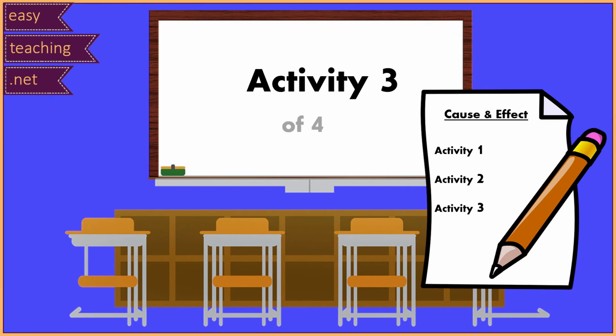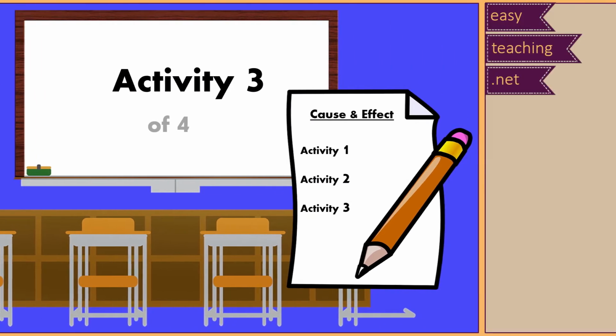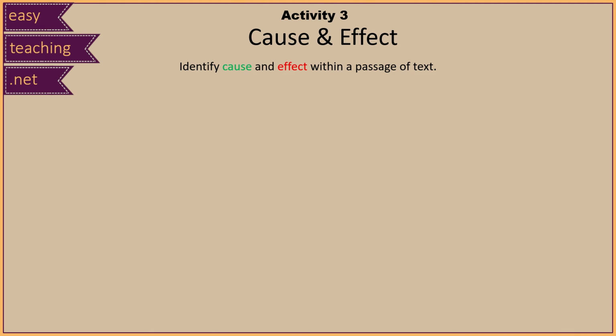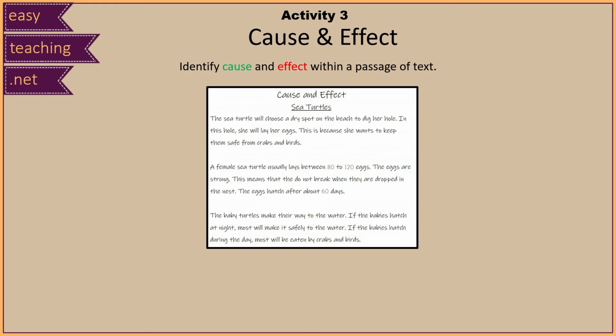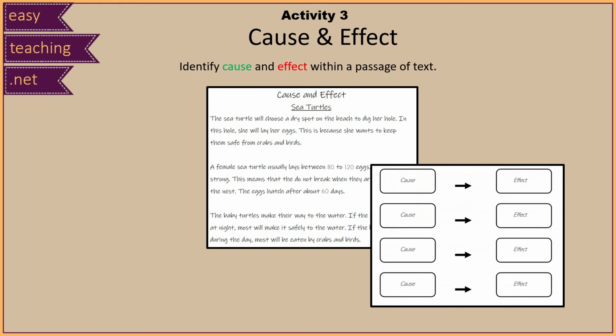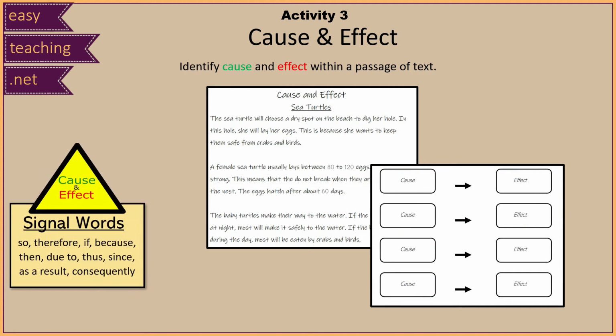Activity 3. In this next activity, you'll have to dig a little deeper to find cause and effect. You'll be given a passage of text to read and asked to find different cause and effect relationships within it. Looking for signal words will be particularly important in this activity. We'll start off by doing one together before you have a go by yourself.